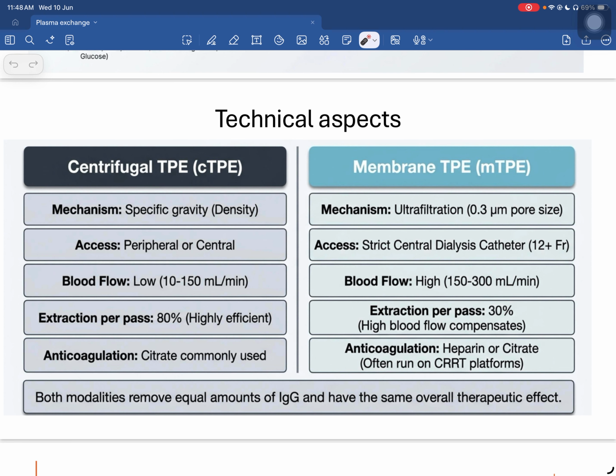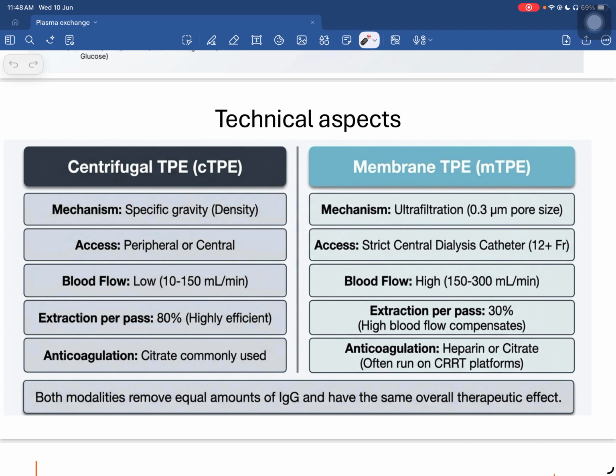Another thing that has to be kept in mind is the per pass extraction is 80%, which means every time this plasma is going through the machine, 80% of the substances are getting filtered out. So it is highly efficient. And the anticoagulation commonly used is citrate.